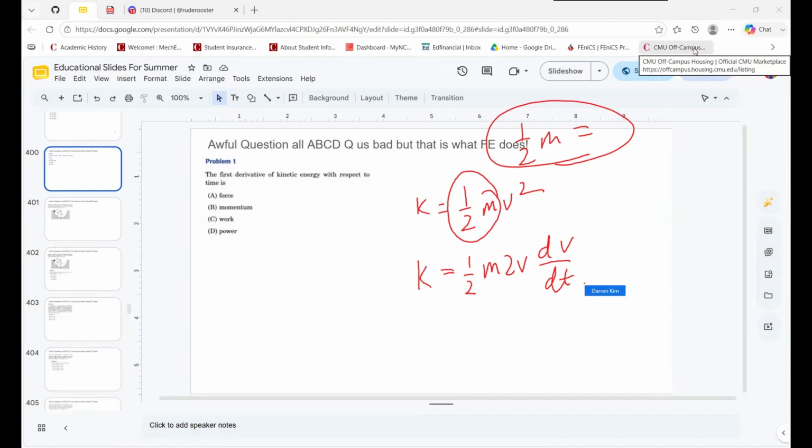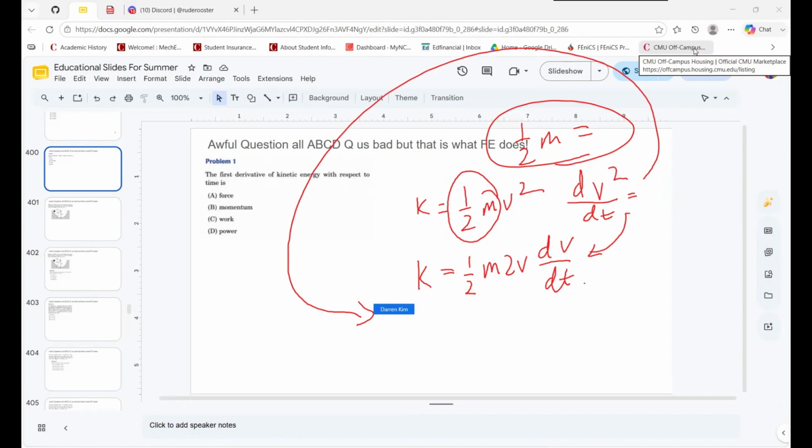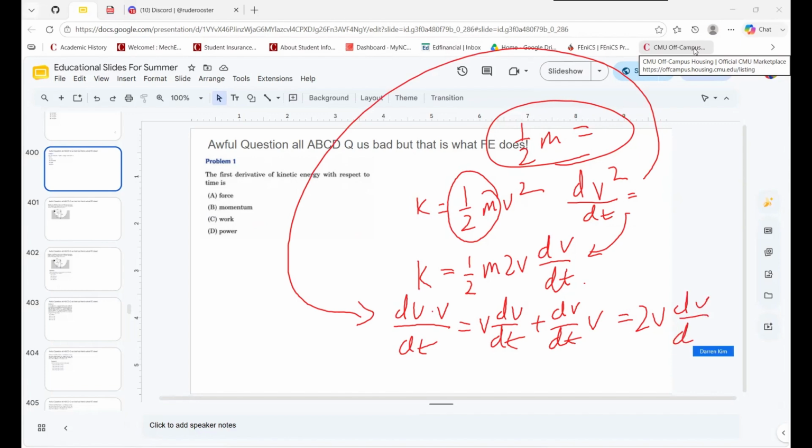So what I did was basically take a derivative of v squared. So I did a dv/dt, and that is basically this. And you can prove that by doing a dot product on it: d(v dot v)/dt equals v dv/dt plus dv/dt v, which is 2v dv/dt. Okay? Anyways, that is what it turns into.